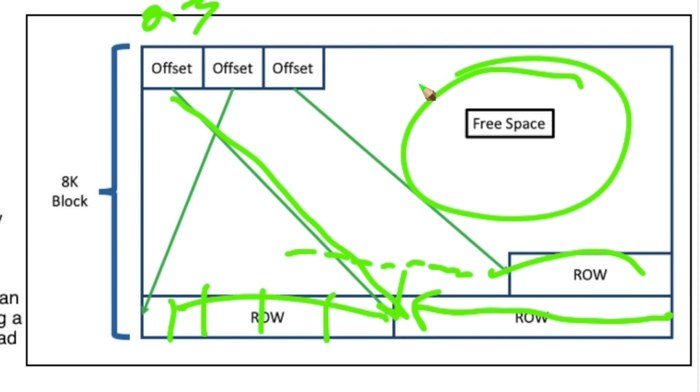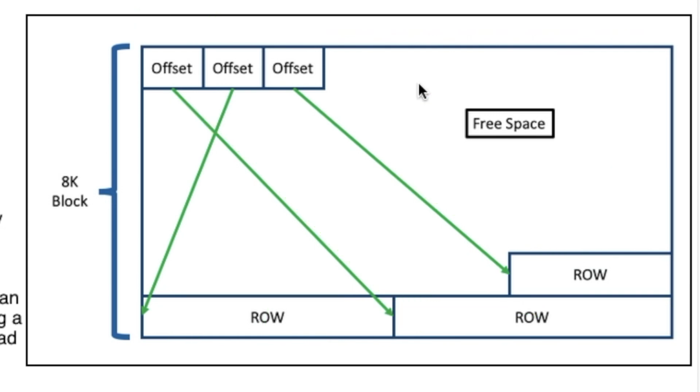So you have, growing from the end of the block, the rows, and growing from the front of the block, the offsets. Now the rows are generally way bigger than the offsets. Think about this from an update perspective. If we were going to take a row with a 10-character email address, and we're going to replace it with a 15-character email address.